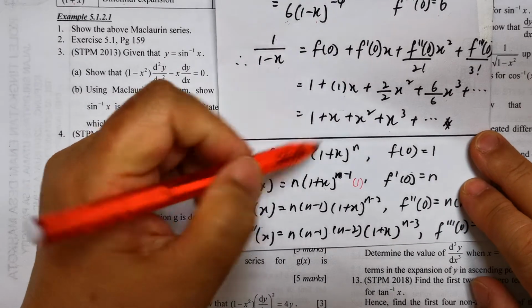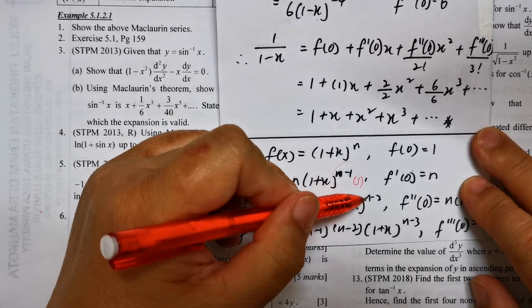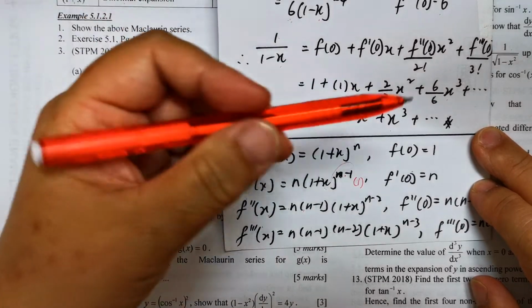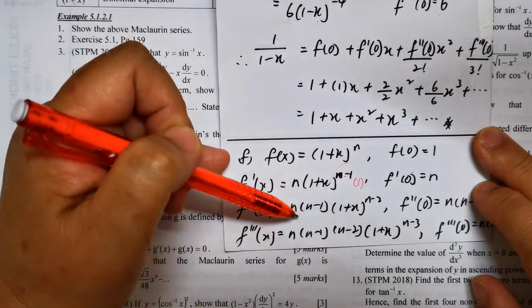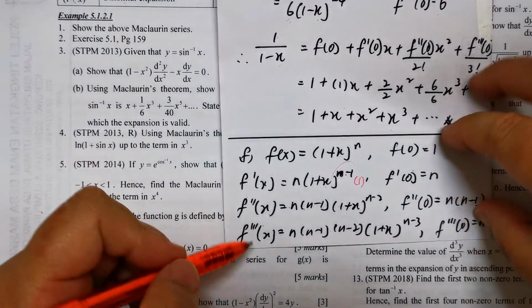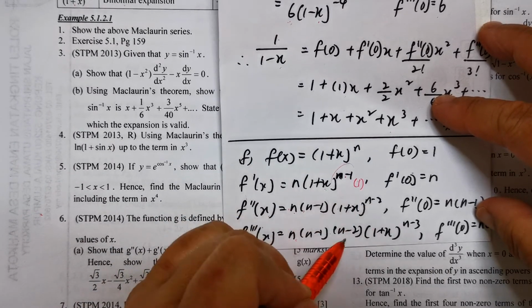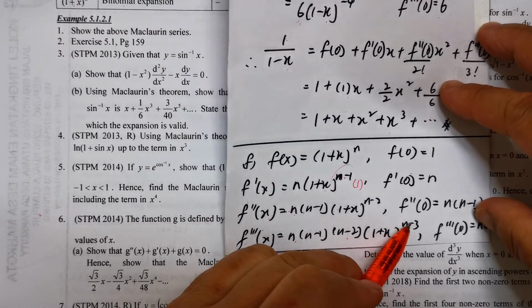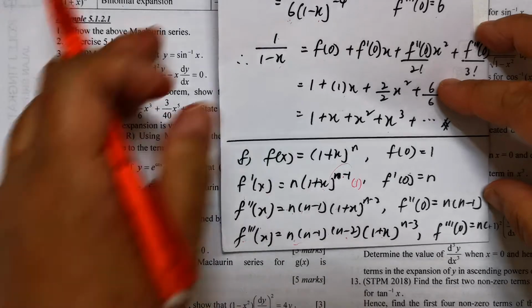Second derivative. n is coefficient, just copy. So index in front. So index minus 1. So n minus 1 again, n minus 2. Then sub 0 in, so this is 1, 1 to the power of anything is still 1, so your f''(0) is n(n minus 1). Then the third derivative, so n(n minus 1) is a coefficient, so we just copy, then index in front, again index minus 1, so sub 0 in, 1 power n minus 3 is still 1, so your f'''(0) is n(n minus 1)(n minus 2).